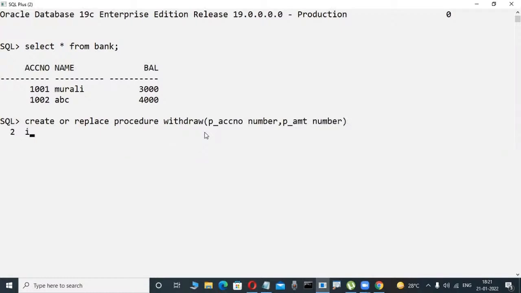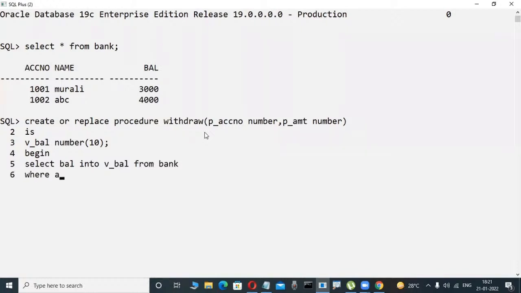Now some coding is there. I want to find out the balance. Whenever we insert an ATM card and try to withdraw, it checks the balance. Concentrate here. Select balance into v_balance from bank where account number is equal to something. You may not have an idea about these things, but observe logically. They are actually very easy.